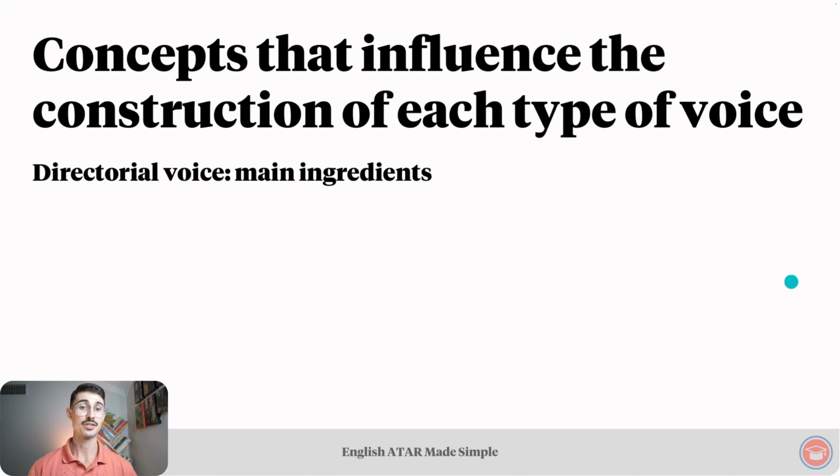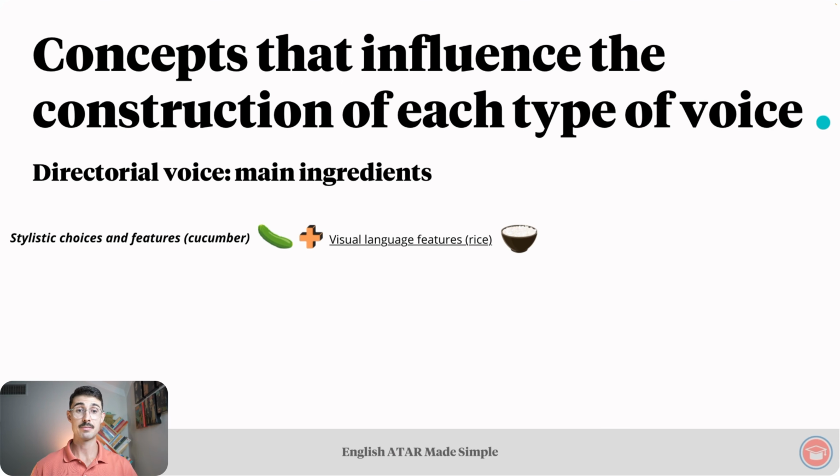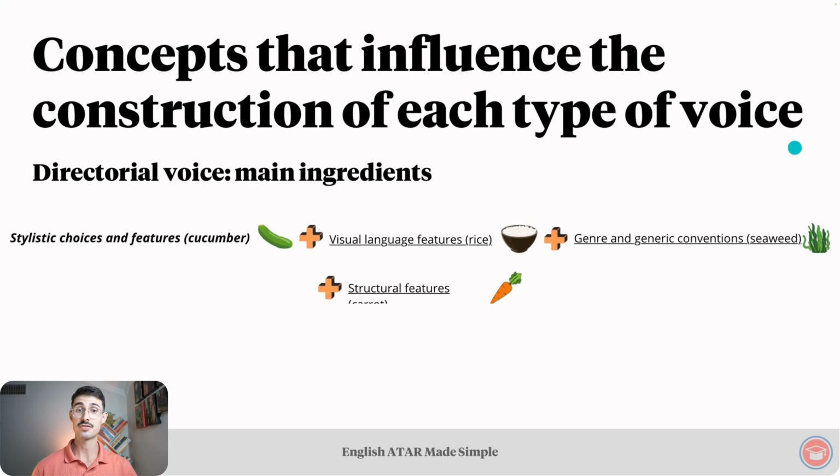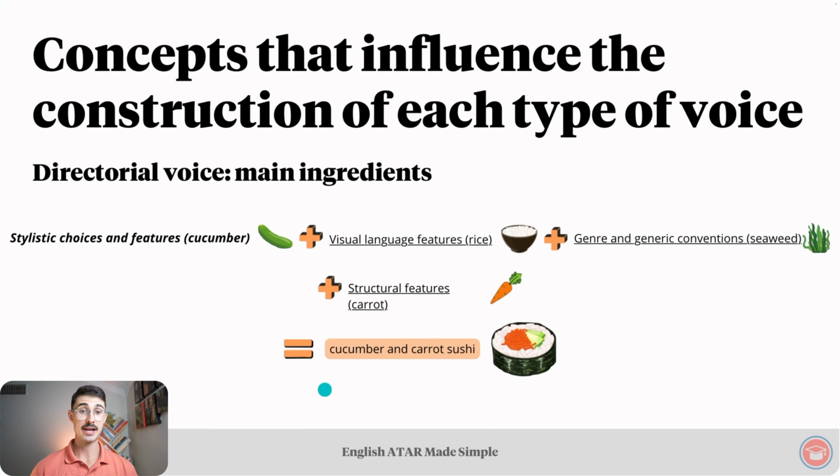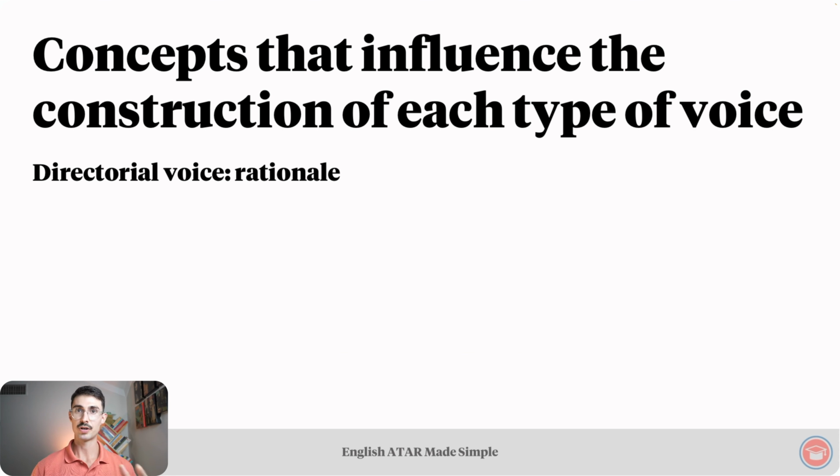Moving on to directorial voice, what are the main ingredients? Our super relevant concept is stylistic choices and features. Our very relevant concepts are visual language features, genre and generic conventions, and structural features. Collectively, these make up cucumber and carrot sushi, and we have the option to add perspective, some soy sauce, or context of production, some ginger. What is the rationale for picking those concepts on the previous slide as the super relevant and very relevant concepts?